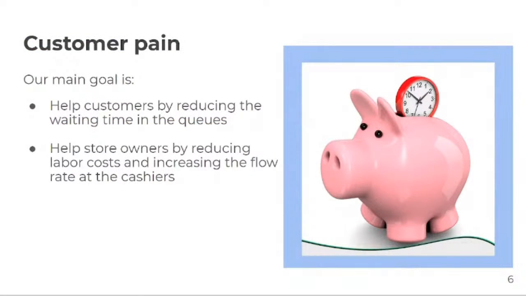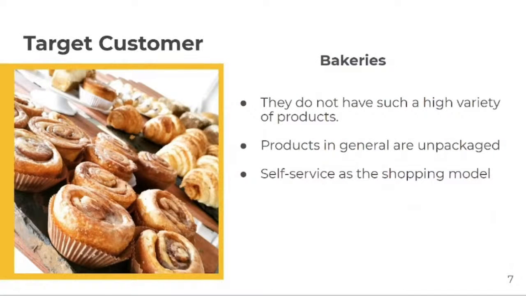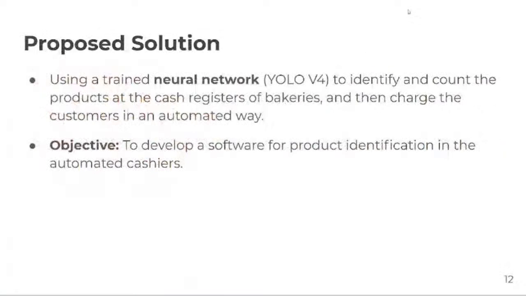Our main goal is to help customers by reducing queuing time, and to help establishment owners by reducing labor costs and increasing the flow rate at checkouts. For this project, we decided to focus on bakeries. We are using YOLOv4, a neural network, to identify and count the products at the cash registers of bakeries, and then charge the customers in an automated way. Thus, our main goal is to develop software for product identification in automated cashiers.